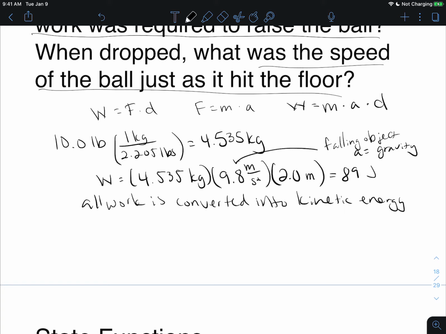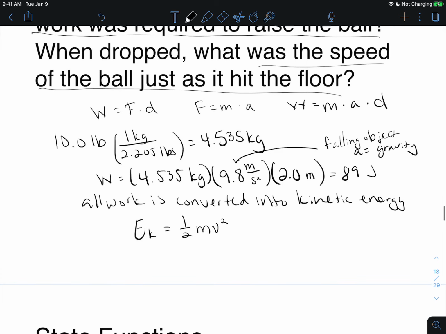Right? We've lifted up the ball and then we've dropped it. So the work that was required to lift the ball is then converted into kinetic energy as we drop the ball and it's moving. So we have our kinetic energy equation, 1/2 mass times velocity squared. So what we want to know is the speed, that's our velocity. So we're going to put our energy in, our kinetic energy, 89 joules, and that'll be equal to 1/2 our mass, 4.535 kilograms, times our velocity squared.